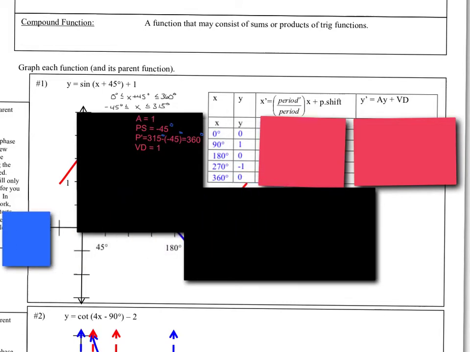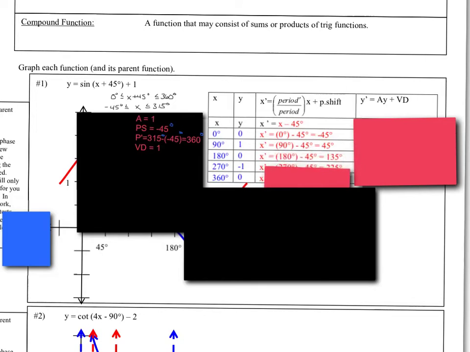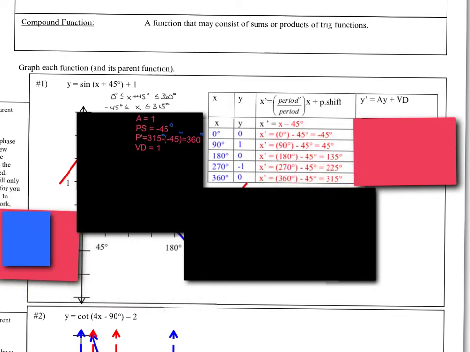Then, to find the points for our new graph, you take the new period, which is 360 degrees, divided by the parent's period, which is also 360. 360 divided by 360 is 1. Multiply that by x. Add in your phase shift, it's negative 45. So each of these x values here, we're going to be subtracting 45 degrees from. 0 minus 45, 90 minus 45, 180 minus 45, 270 minus 45, and 360 minus 45.